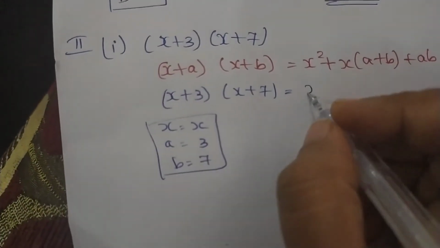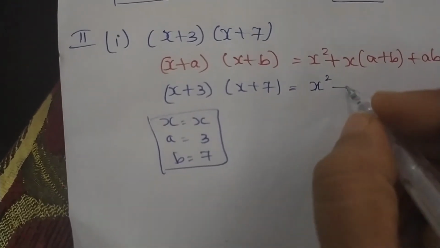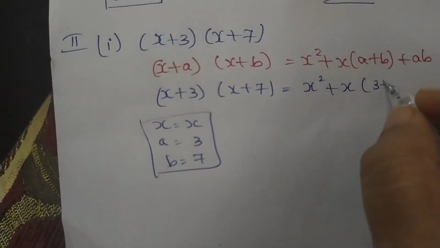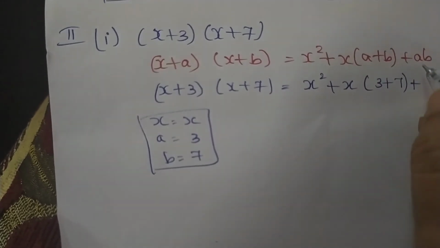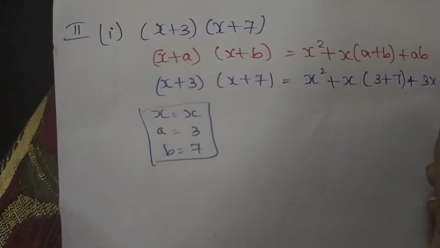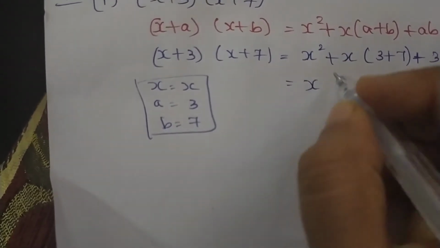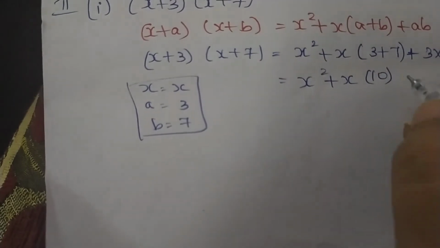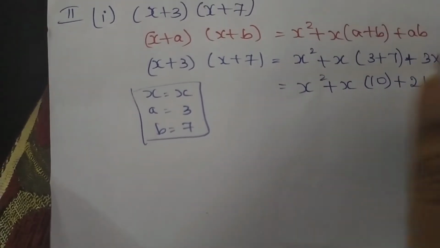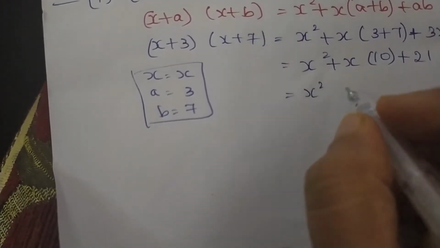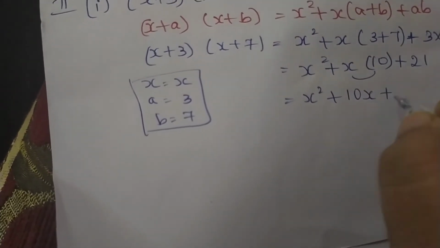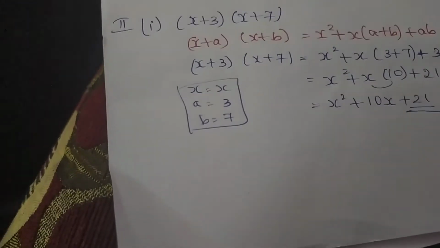So x squared is x squared only. x is x. x squared plus x into (a + b). What is a? 3. Plus what is b? 7. Plus ab, multiplication, so 3 into 7. So here I get x squared plus x into (3 + 7), which is 10, plus 7 threes are 21. Now x squared plus this both is multiplied, so 10 into x is 10x plus 21 is the answer.